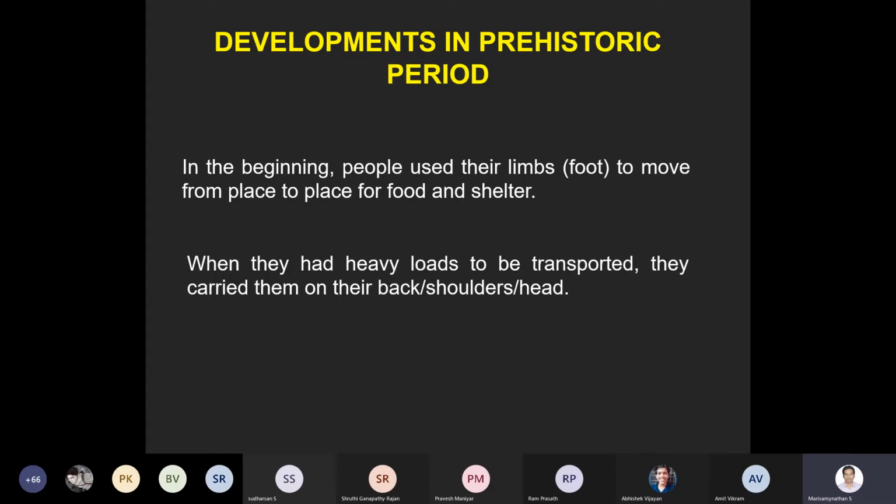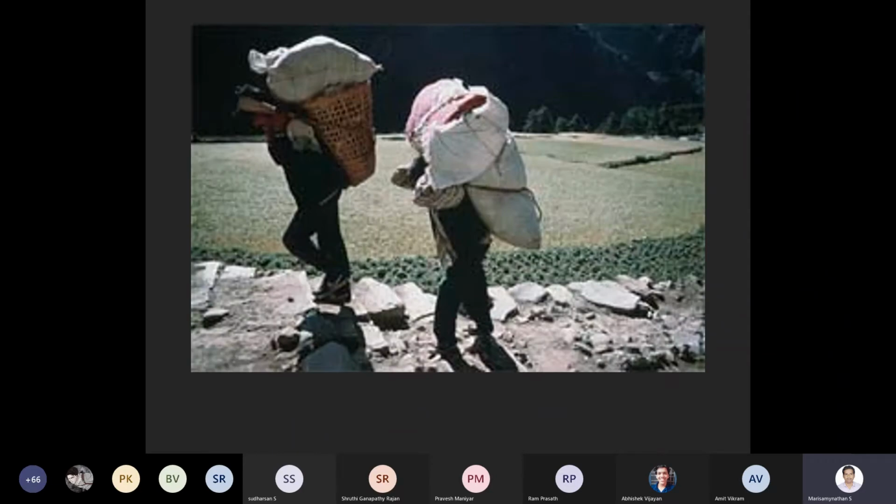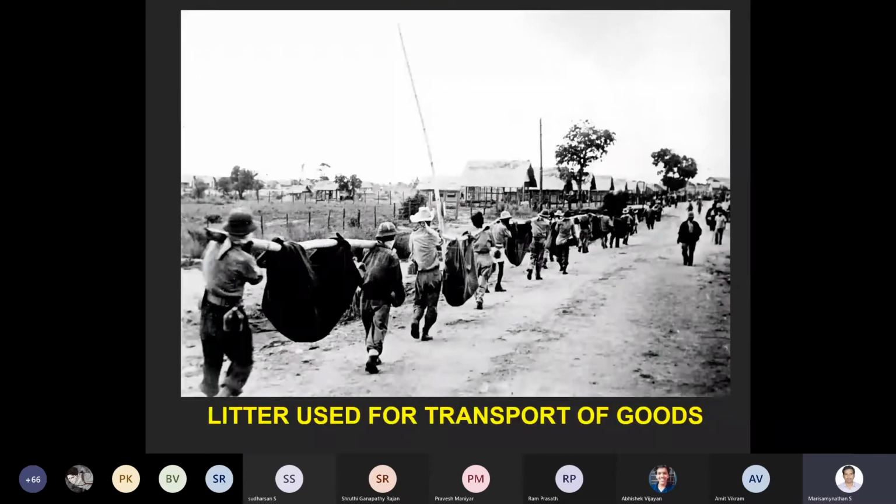This is for passengers. When it comes to goods they wanted to transfer, what did they do? They kept the material on their shoulder and transferred it. This is the way they transferred small materials. When the quantity was a little more, they used a litter. Two persons would carry it from one place to another, with a wooden pole to which they tied the load, and then they transferred it. This is the way they transferred goods.